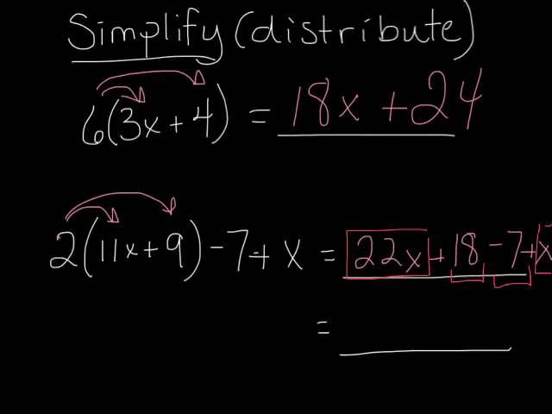So when we combine our like terms, 22x plus 1x is 23x, and 18 minus 7 is going to be positive 11. So we started from here, we executed this distribution, and this is where we ended up. From there, we need to identify the like terms and simplify by combining any things that can be combined. So we went from here, simplified, the answer would be 23x plus 11.